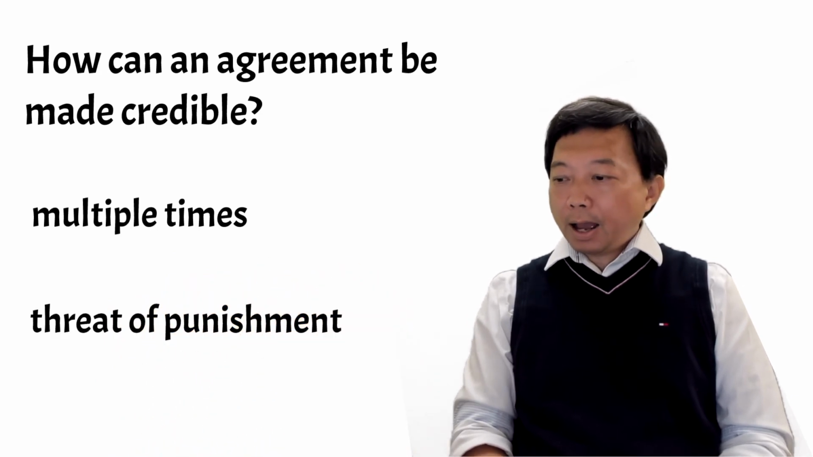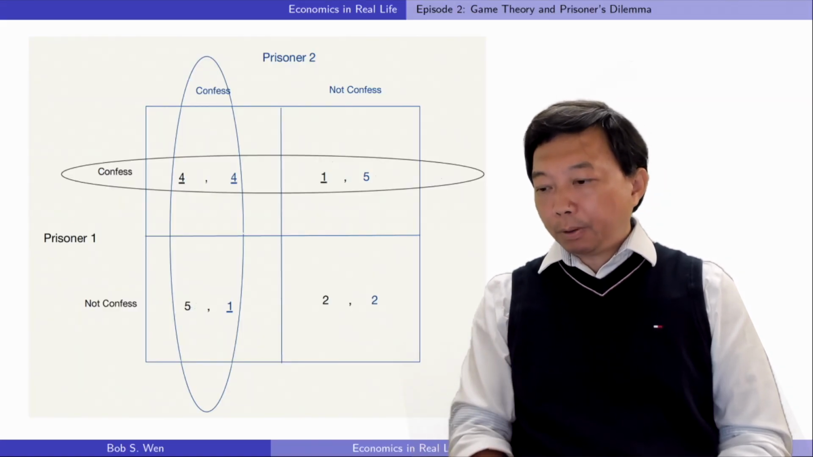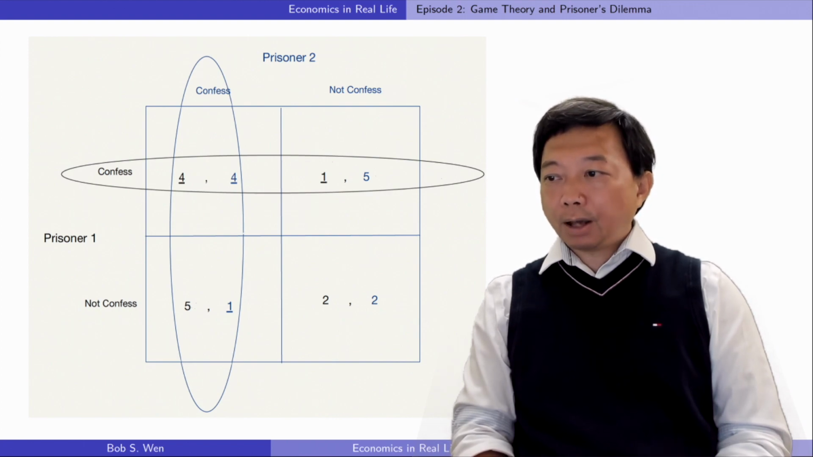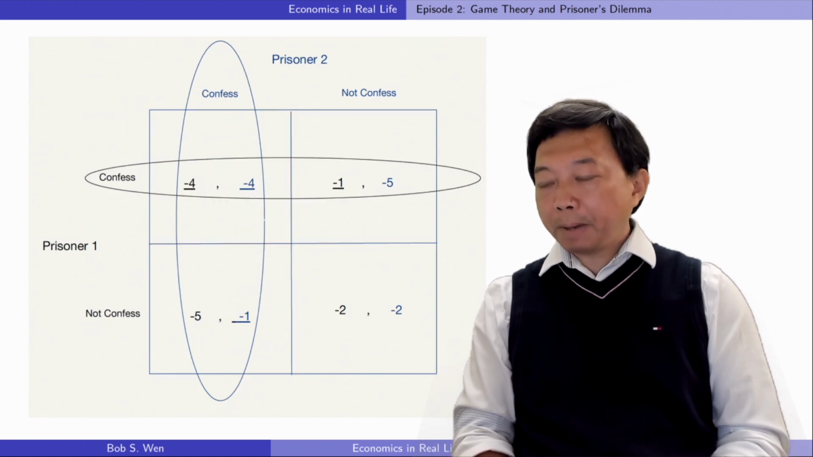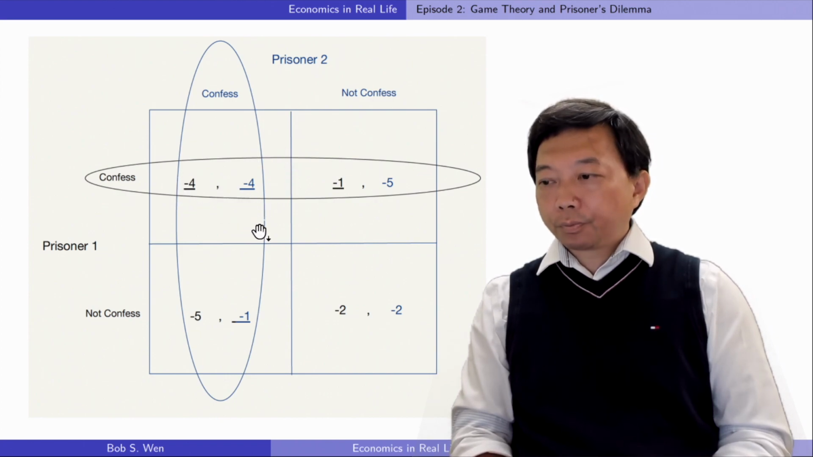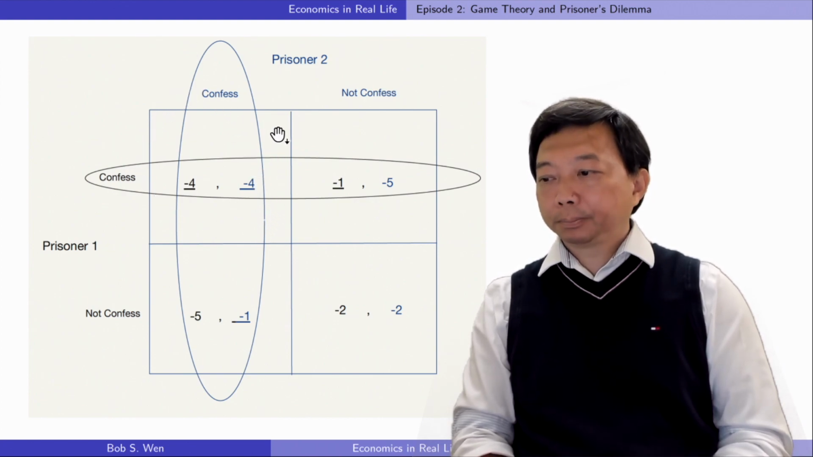We can also analyze it using a table. Just now, we took the sentence as the outcome. We can convert the sentence into payoffs. The payoff of going to jail is negative. Using the same logic as before, we get the same Nash equilibrium.